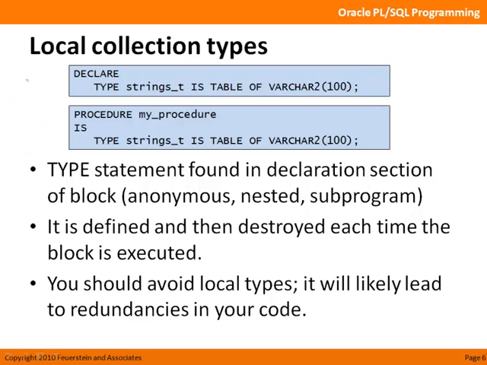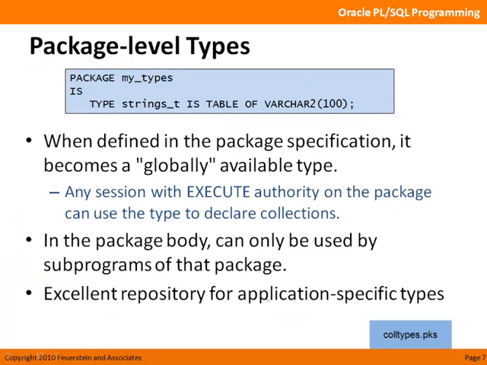The key thing to remember about a local collection type is that it is defined and then destroyed every time the block is executed. In general, that doesn't make too much sense. Types of data are things that you will commonly use in multiple places in lots of different circumstances. So I would generally avoid local types and instead elevate your type to a higher level. So for example, you could use a package as a way to define a type that essentially gives you a repository of different types that can be used from any schema that has execute authority on that package. So essentially they become globally available types, just like the DBMS_SQL base collection types I showed you earlier.